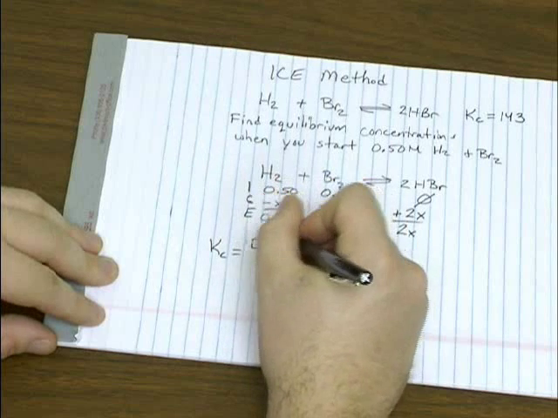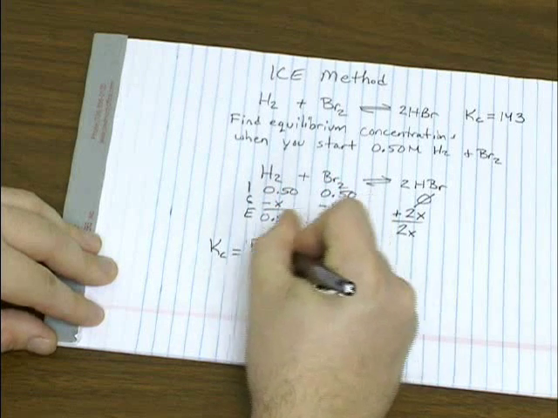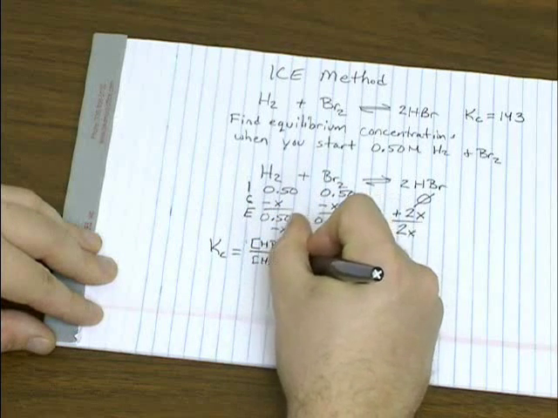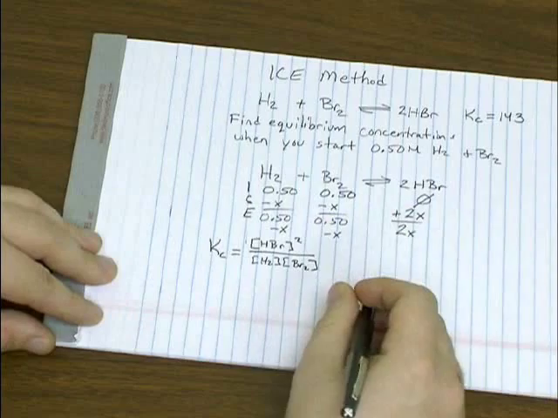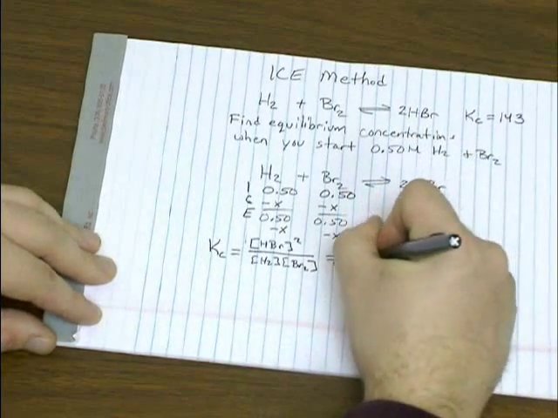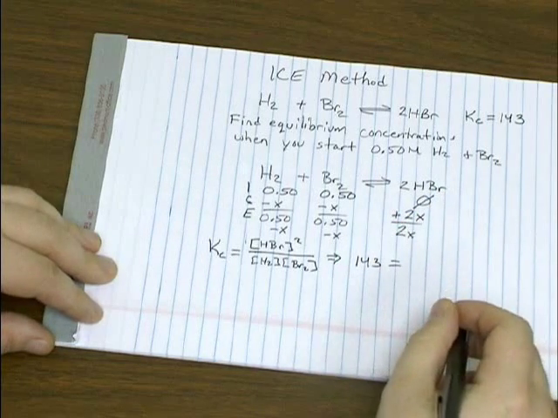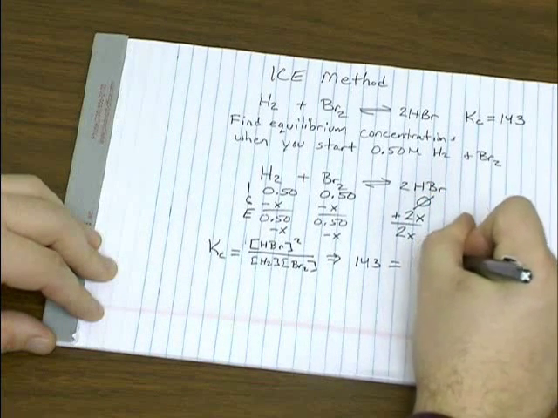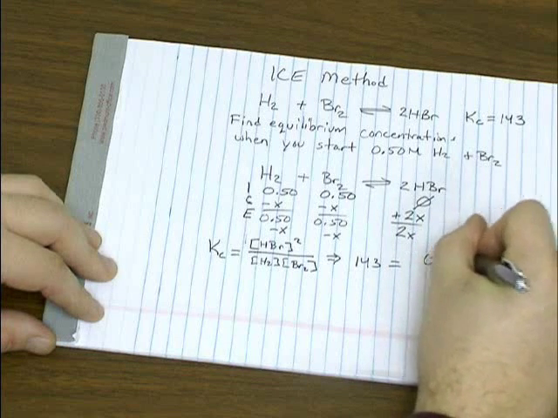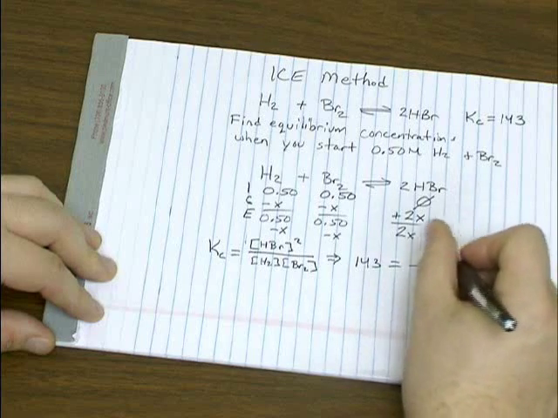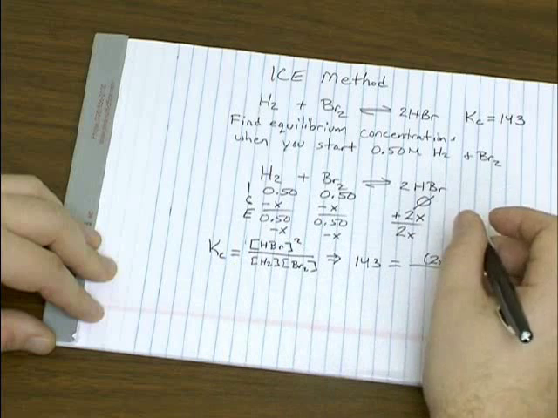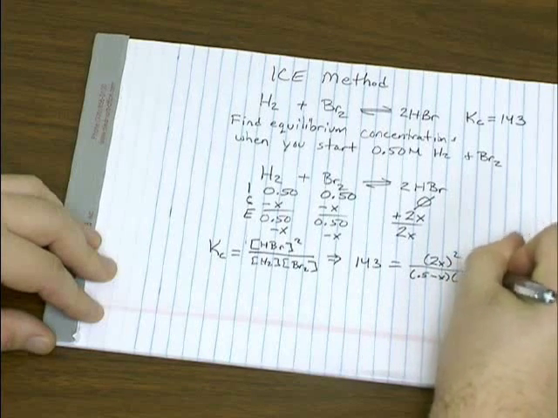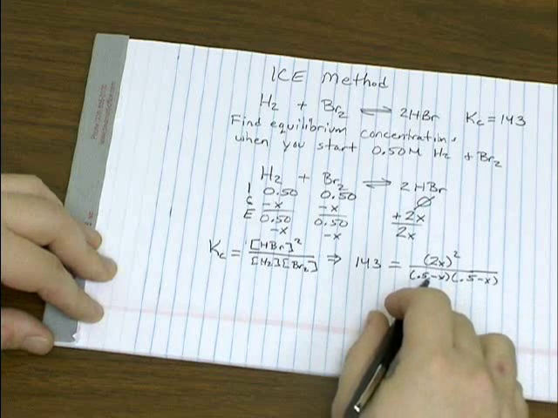So we know the equilibrium constant with respect to concentration is going to equal the concentration of our product squared, because it's a coefficient of 2, over the concentration of each reactant. We're given a value for K, and given that last row in our ICE table, we know a little bit about the concentrations. We know the concentration of our product is equal to 2X. So we'll plug that into our expression for K. And each reactant is going to have an equilibrium concentration that's equal to 0.5 minus X.